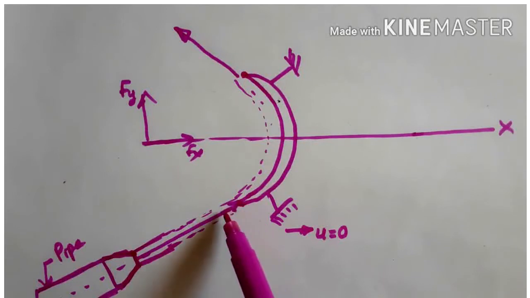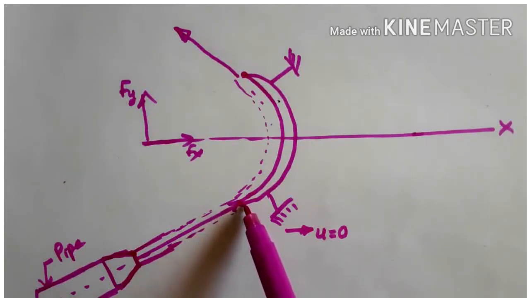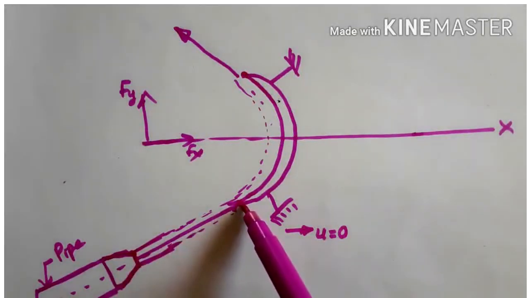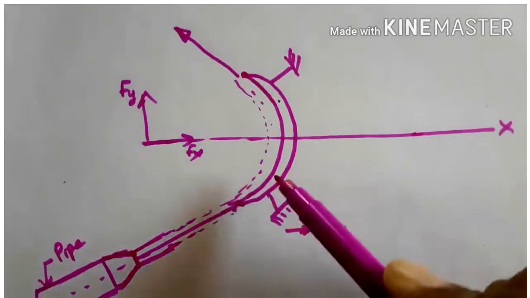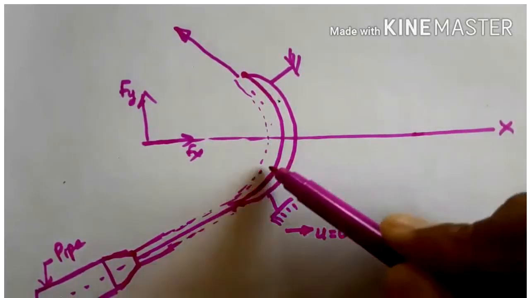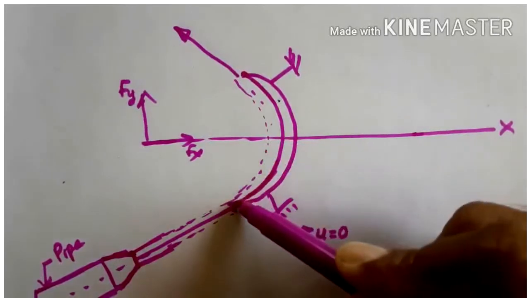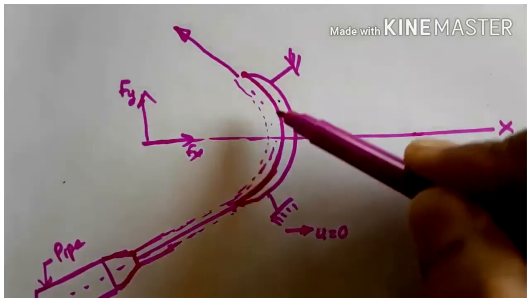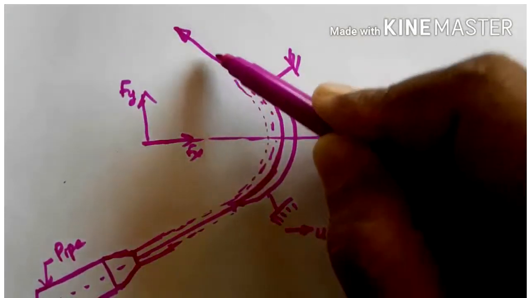Then the vane will receive the hydrodynamic force. Since it is striking at one of the tips and entering tangentially into the vane, inside the vane it glides over the surface like this, then glides over the surface like this, then it exits.